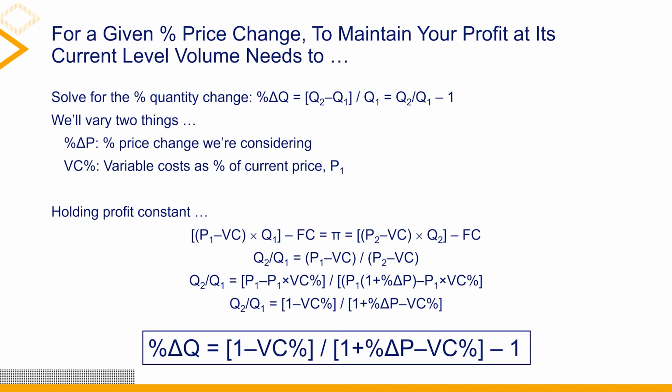For a given percentage price change, what percentage change in volume is required in order to maintain profit at its current level? In order to generalize, let's do this for unit variable cost expressed as a percentage of the unit price. With a little bit of algebra, we can express the required change in volume as a function of A, the unit variable cost as a percentage of the unit price, and B, the percentage change in price. Fixed costs, which are just a deduction from the total contribution, do not factor in.